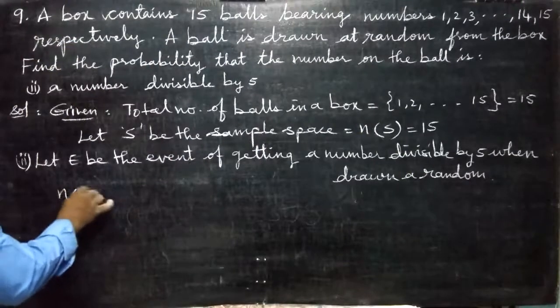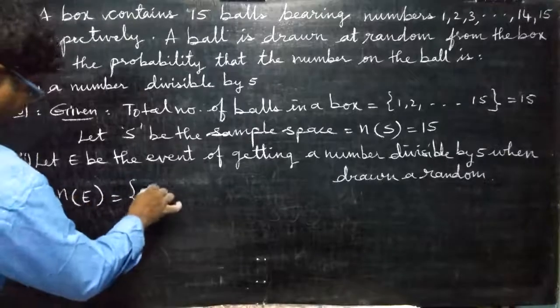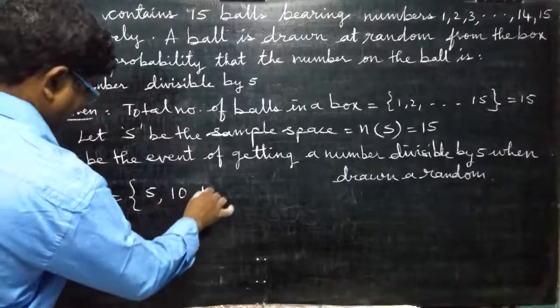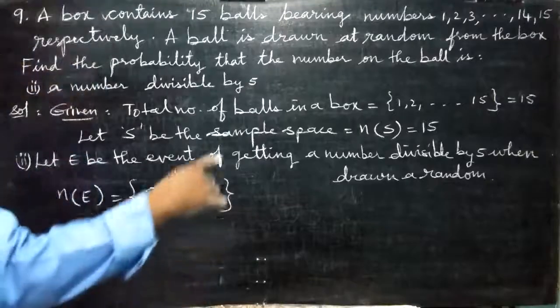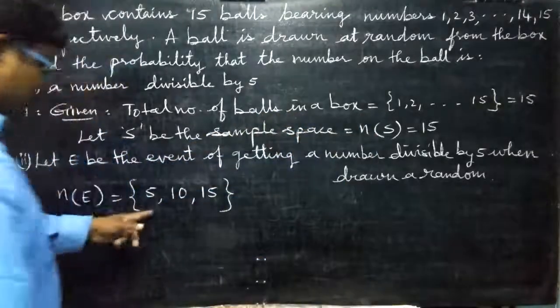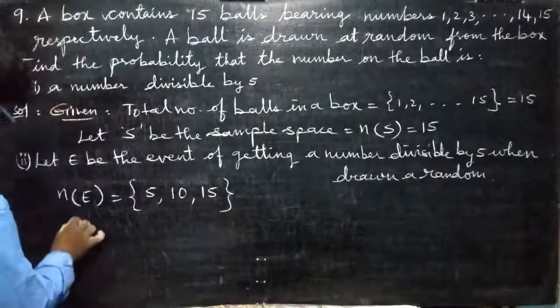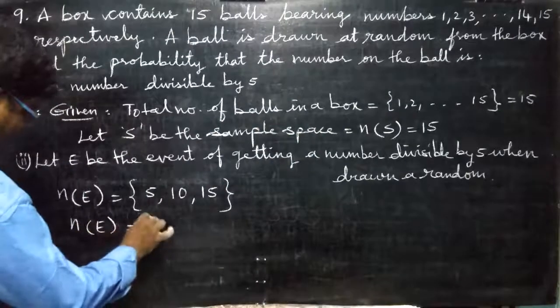So N of E: 5 ones are 5, 5 twos are 10, 5 threes are 15, because the numbers are from 1 to 15. So these are the three numbers. So N of E, how much did we get? 3 we got.